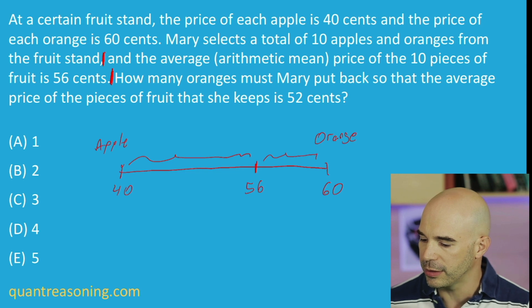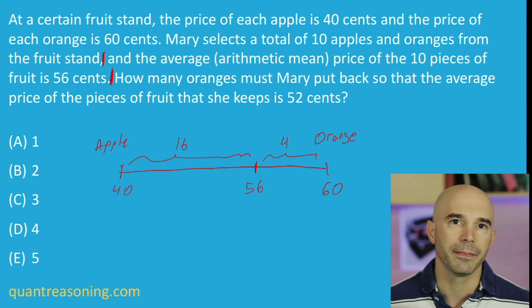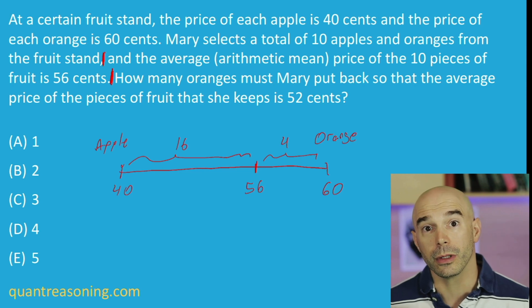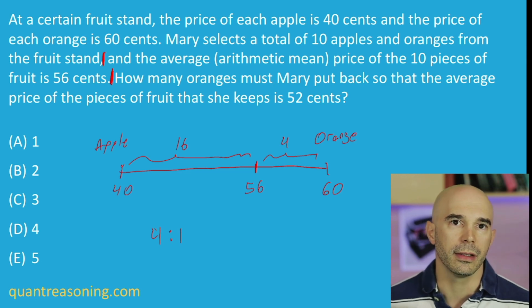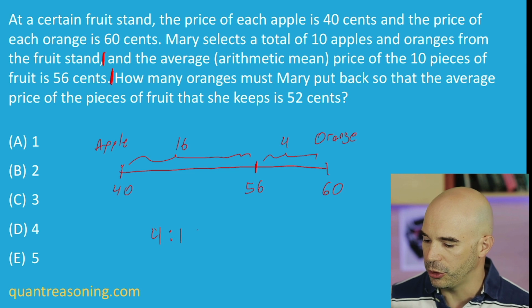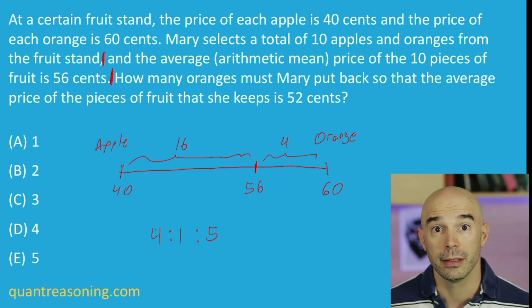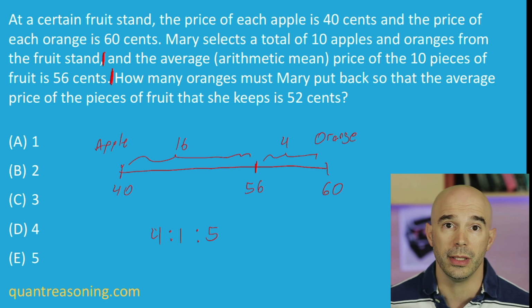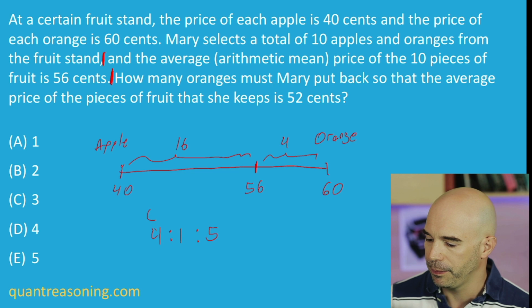Like, what are these distances? We've got a distance of 16 here and a distance of 4 here. And the ratio of those distances is 16 to 4, or if you reduce, 4 to 1. And I'm always going to put the winner on the left when I write out the ratio. So I would have 4 to 1 to 5. I always start with a bigger number on the left, so that way I don't make any careless errors, right? I know that the winner is going to be on the left of my ratio, and I can visually see that the oranges are winning.